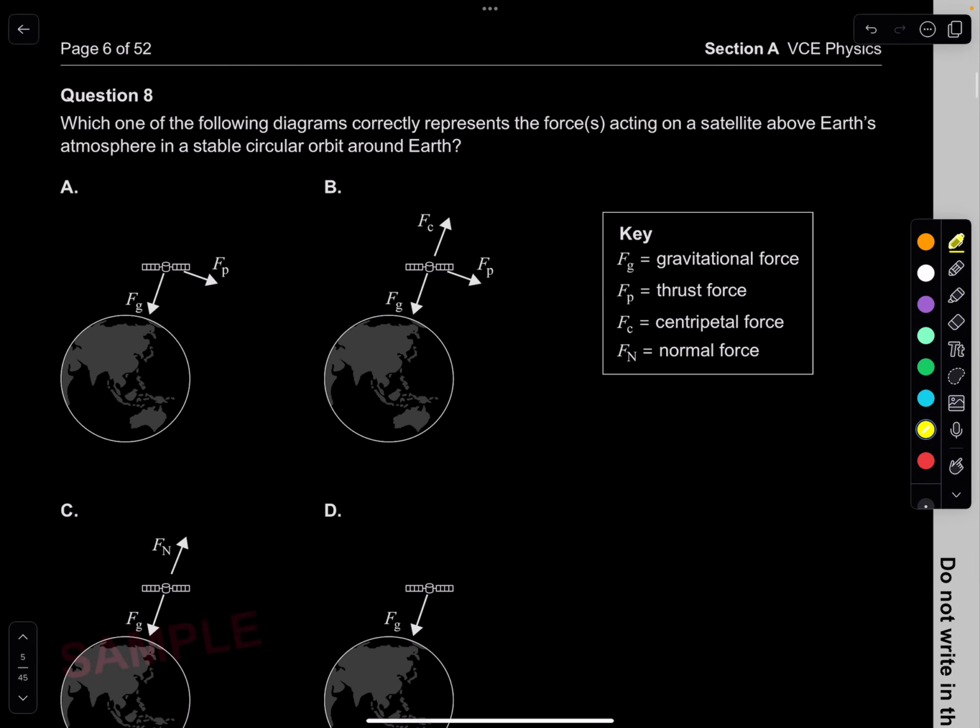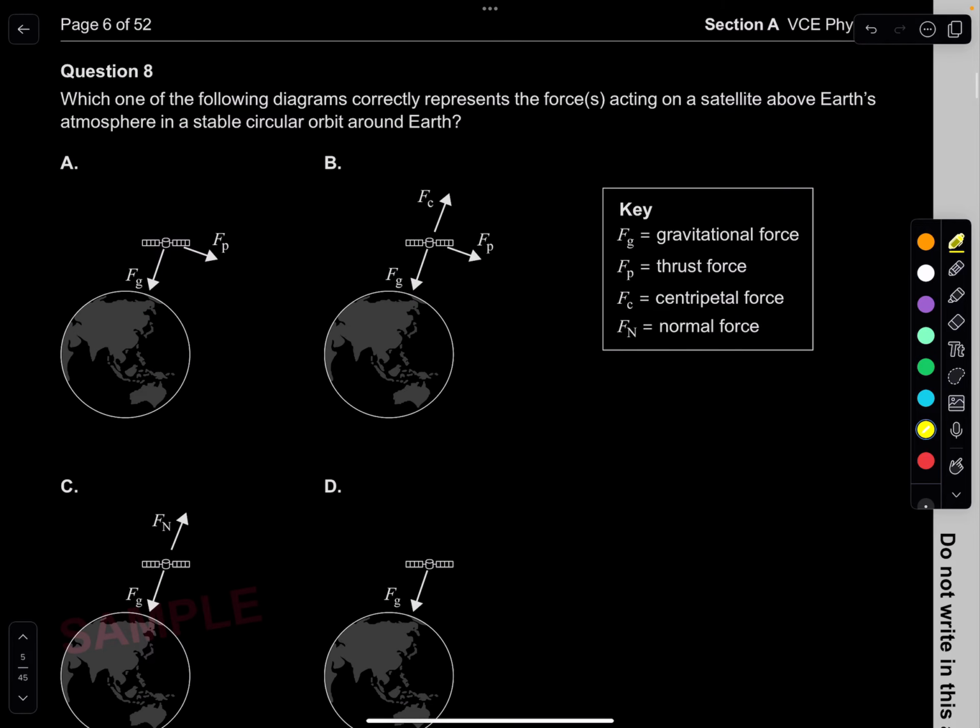Done. Question 8. Which of the following diagrams correctly represents the force acting on a satellite above the Earth's atmosphere in a stable circular orbit around the Earth? This question has been coming up since I think the 2003 exams. It's always one of the easiest questions to do.